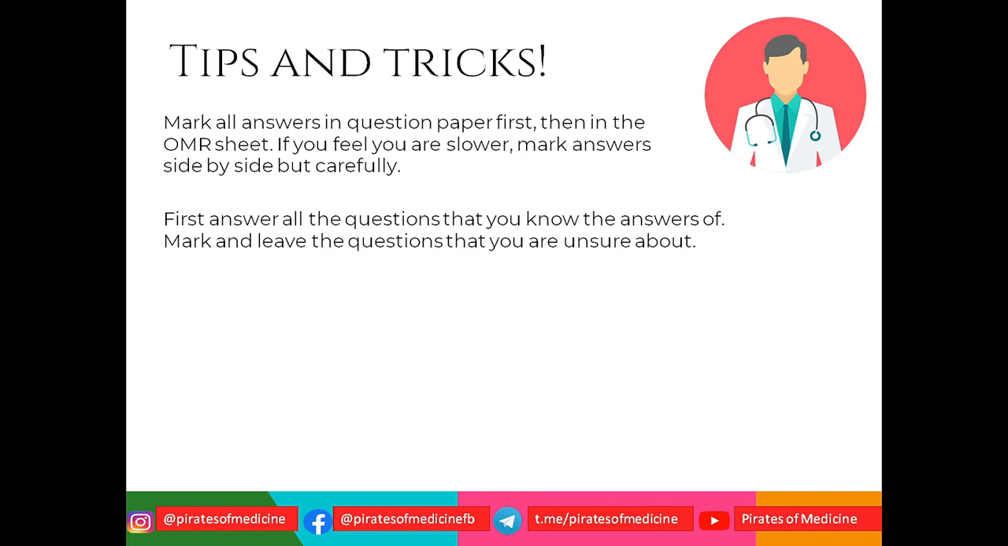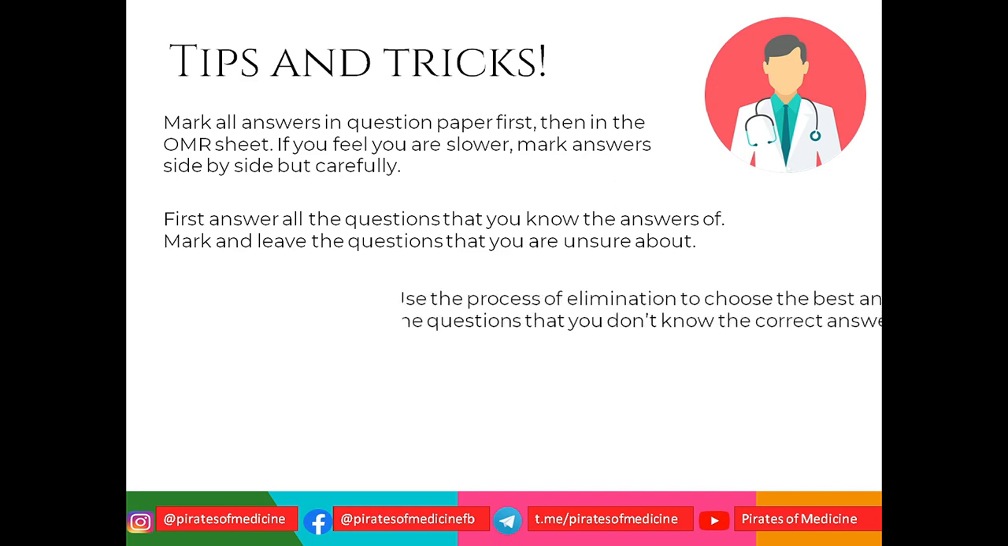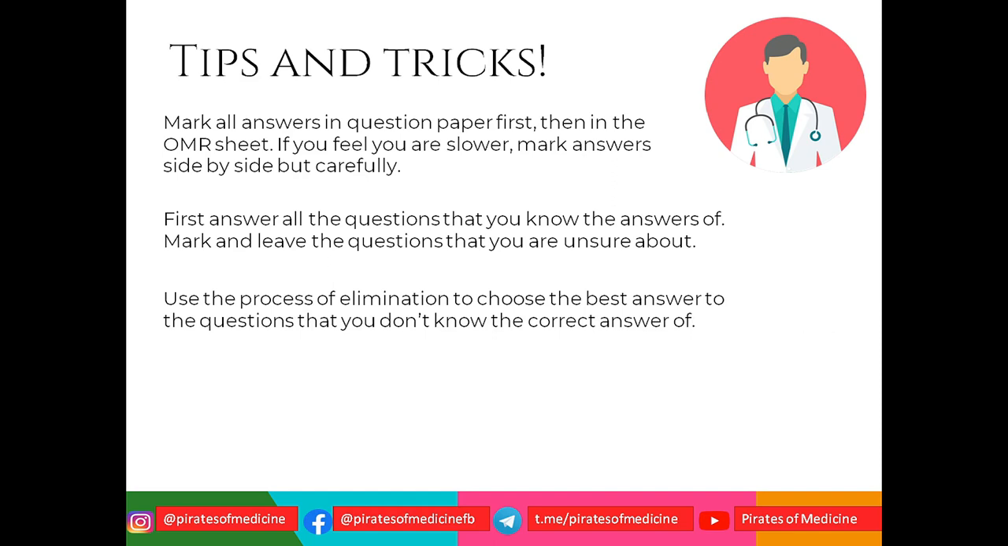The second trick and tip that I have for you is that answer all the questions that you know, first of all, and mark and leave the questions that you are unsure of for the later part, so that you can come back to the question and find the answer with the help of process of elimination. So use the process of elimination to choose the best answer to the question that you don't know the correct answer of. Eliminate all the wrong answers and then finally find the best one.